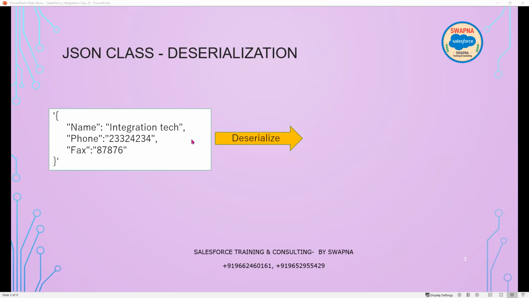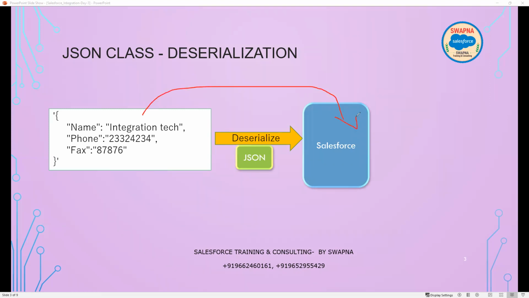Whenever we receive this kind of message from a third-party system, we have to take this message, deserialize this entire data, and then insert the data into Salesforce, because I cannot insert JSON data directly into Salesforce. For example, this is to create an account. Directly I cannot insert it here in order to create an account.